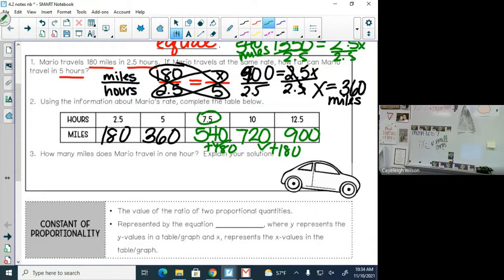Okay, so what he's saying is you could take 180 and divide it by 2.5 and find that he is going 72. What would be the label on this? Miles per hour.